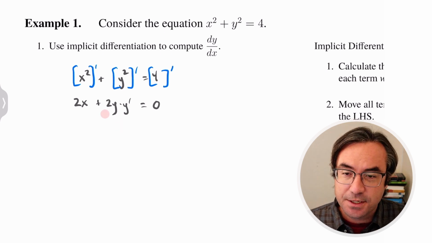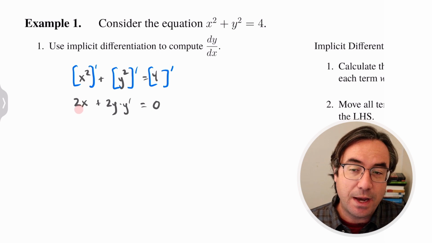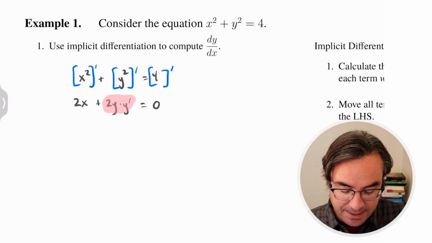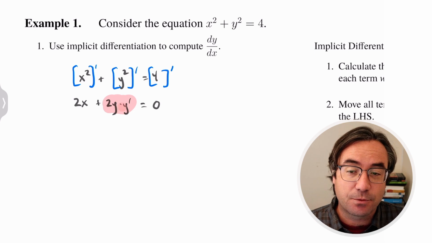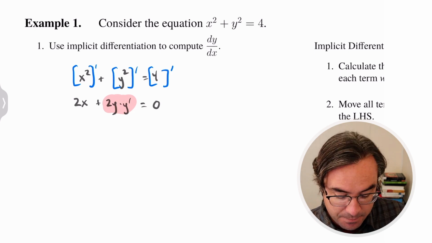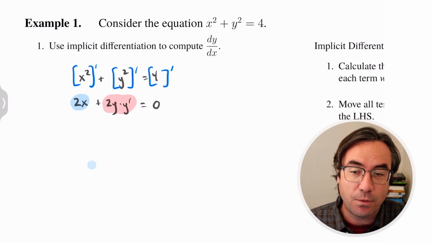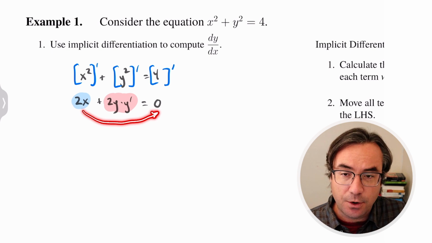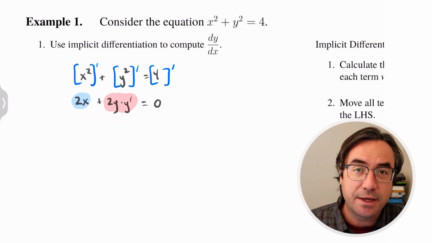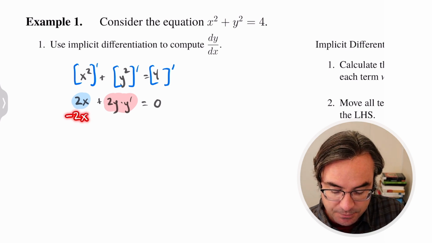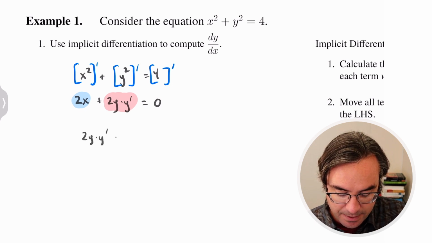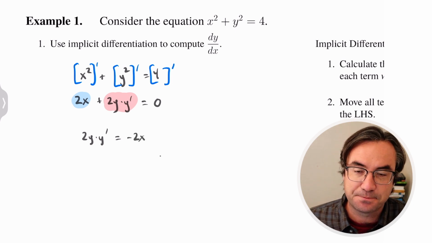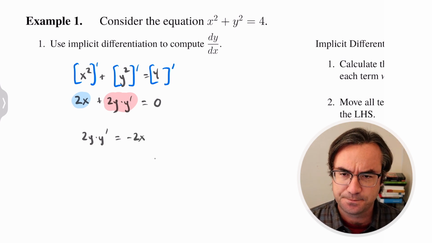So in this case, the 2x doesn't have a y prime, but the 2y times y prime does. So we want to keep this one on the left. It's already on the left, so we want to keep it there. But the 2x doesn't have a y prime, so we actually want to move this one over. The way we move terms around like this in an equation is, in this case, we're going to subtract. So when we subtract, we're going to have 2y times y prime equal to negative 2x. All right. So that's steps 2 and 3.